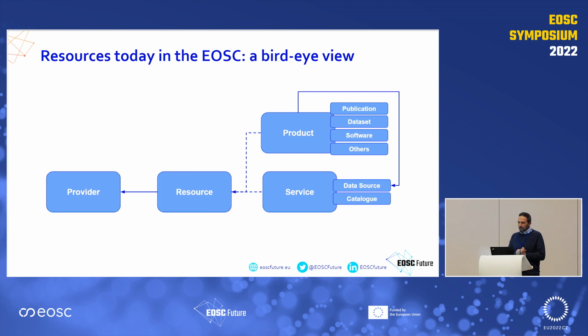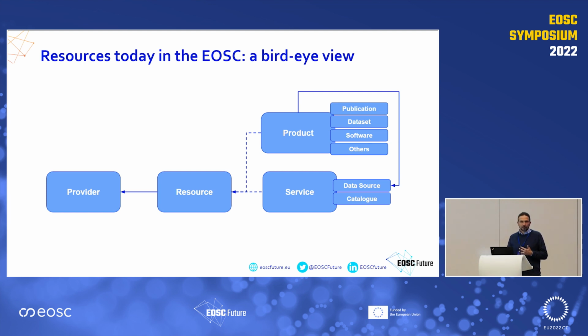So this is a bird's eye view of the data model that we have today in the EOSC. Just to give you, again, a refresh on the resources we're dealing with. We have a resource, we have a provider for that, and we have a service that can be a resource or a product. As you can see, services can be of different kinds, but we have two specific ones which we really care about and we expanded on, which are the data sources and the catalog. This may happen for other types of services in the future, but for the moment, these are the two that we wanted to delve into.